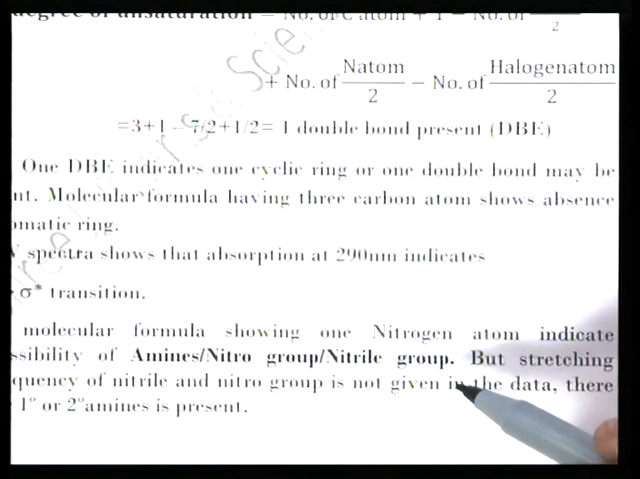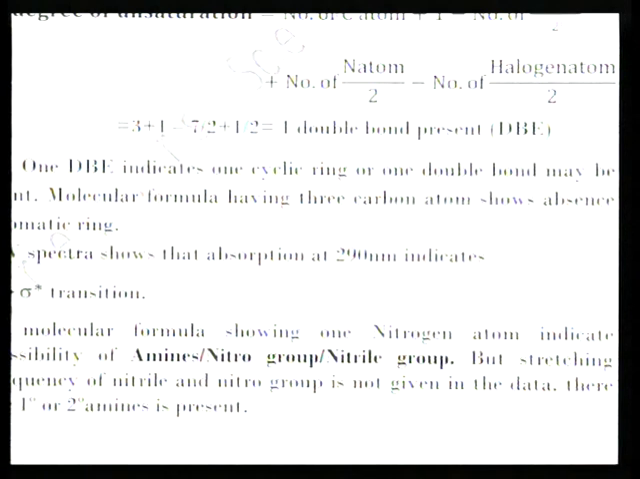Now, looking at the IR absorption bands, the stretching frequency of nitrile and nitro group is not given. The nitrile group absorbs at approximately 2250 centimeter inverse. The nitro group is between 1300 and 1500, often 2 bands are observed. So the possibility of an amino group is there, NH stretching vibration.